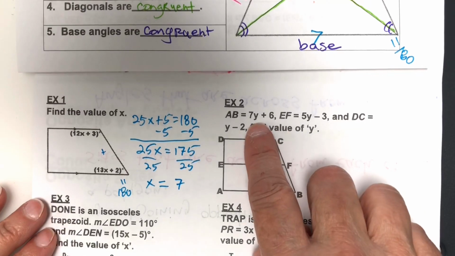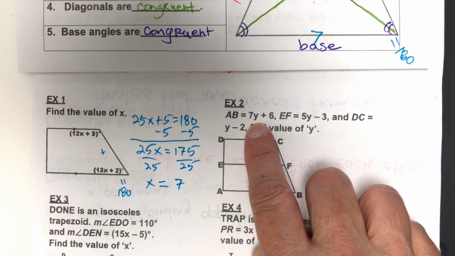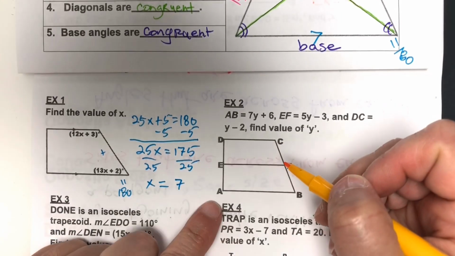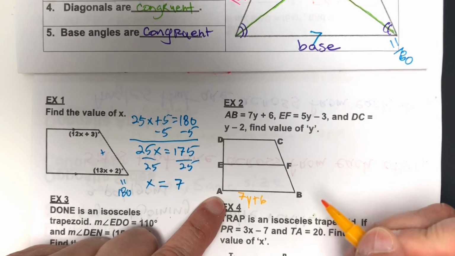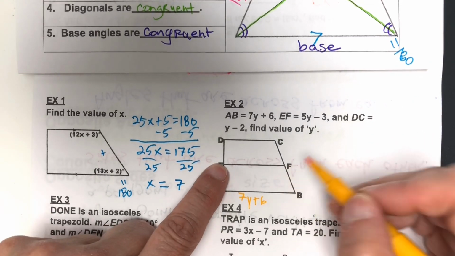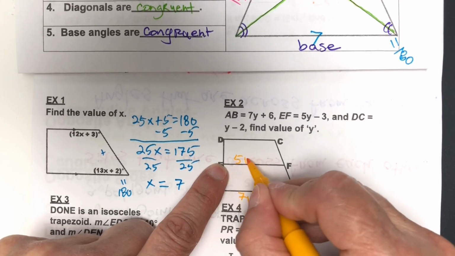Example 2. AB is AB. Where's AB? Here's AB. 7y plus 6. EF is 5y minus 3.